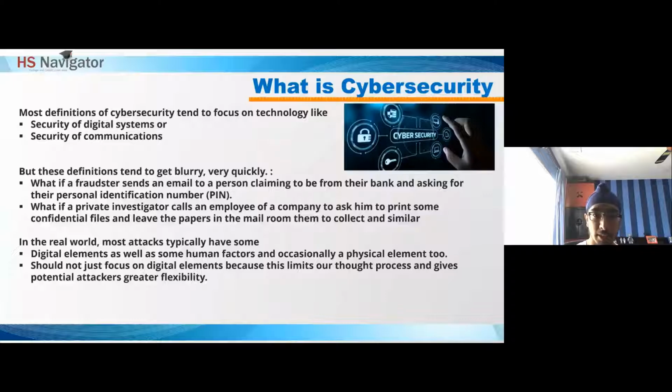And then from there, when we're talking about information security, what we want to focus on today in the field of information security is the idea of cybersecurity.